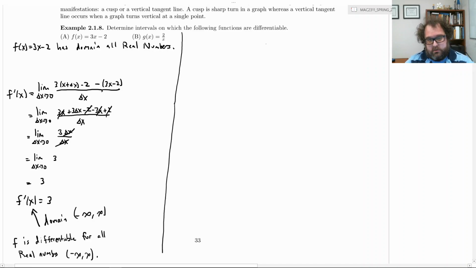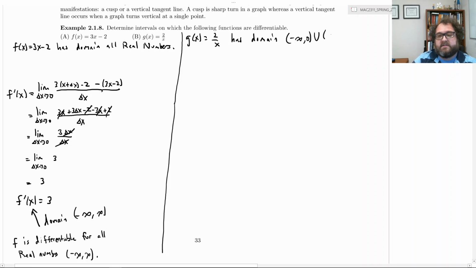This is going to take a little more work. Okay, so g of x equals 2 over x has domain what? All right, think about it for a sec. It's all real numbers except for 0. Okay, because 2 over x has a vertical asymptote at 0. So all real numbers except for 0 is the domain.